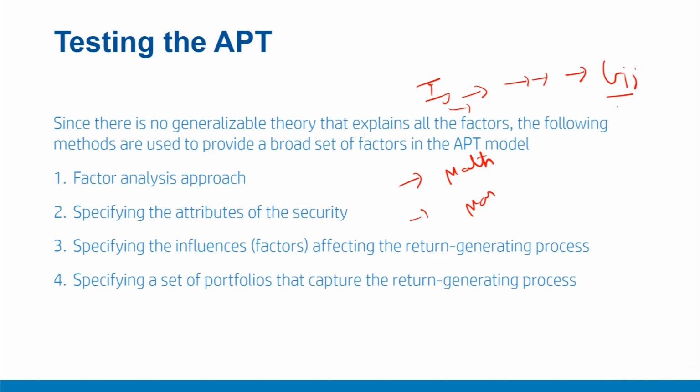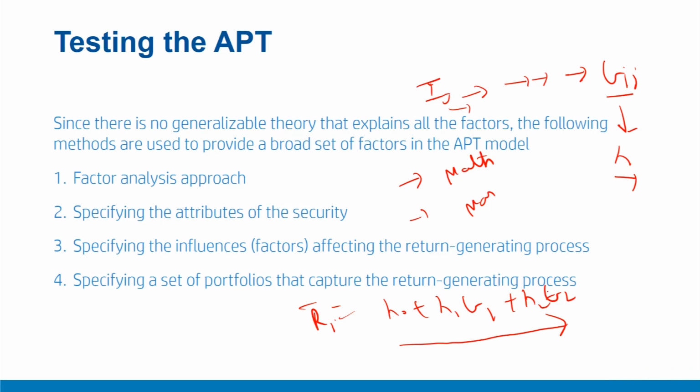Once we have these BIJs, we identify lambda Js, that are the risk premia that go into the APT model, which is Ri bar equal to lambda naught plus lambda 1 times B1 plus lambda 2 times B2 and so on, which leads to identification of the complete APT model.